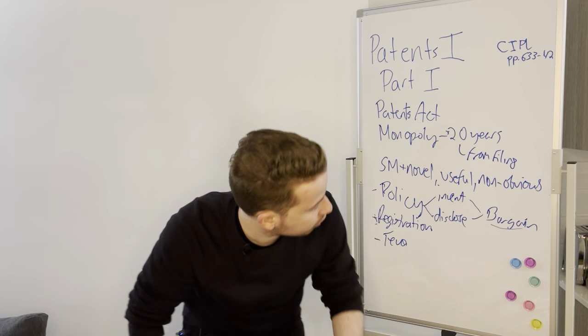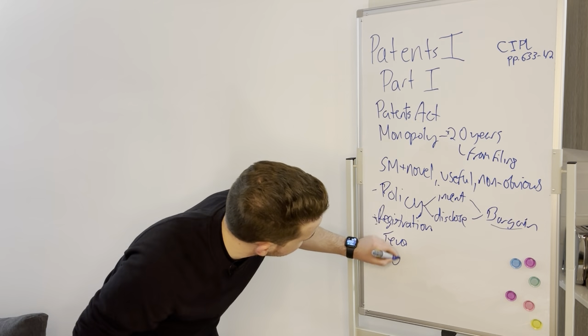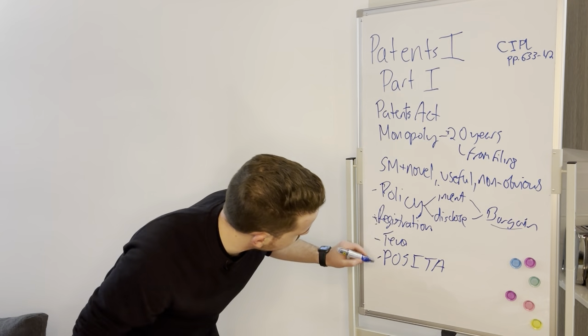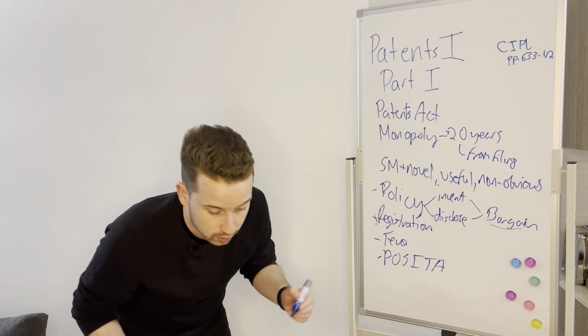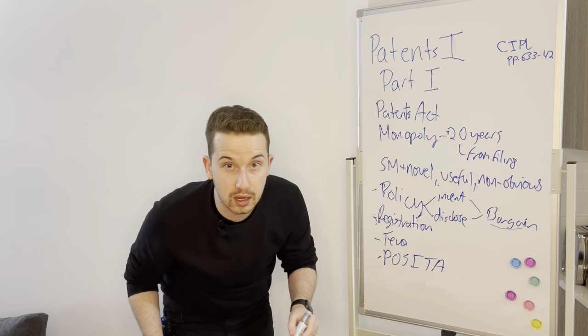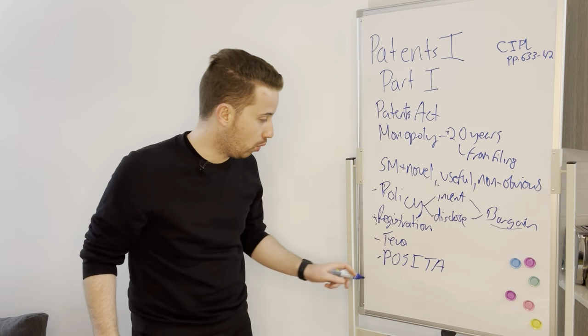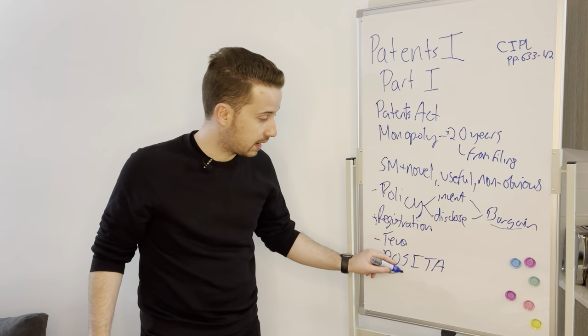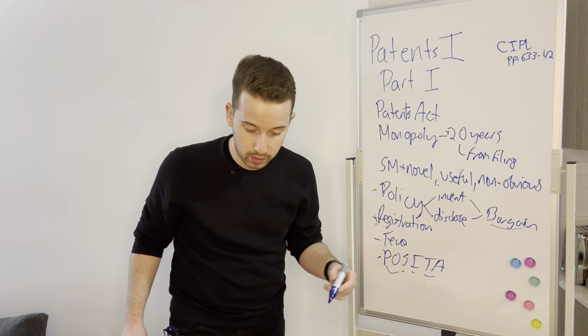And the standard, again, I'll write it down because it's not actually written in the textbook, but it's the POSITA. It's the person skilled in the art, is what they call it. So PO is person, skilled in the arts, POSITA.